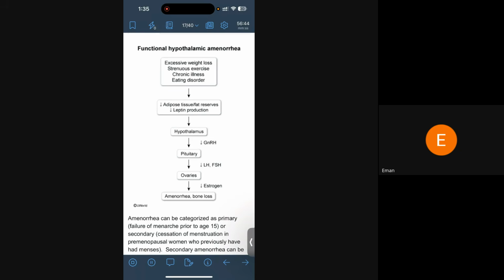Which of the following is the most likely explanation for this patient's abnormal finding?